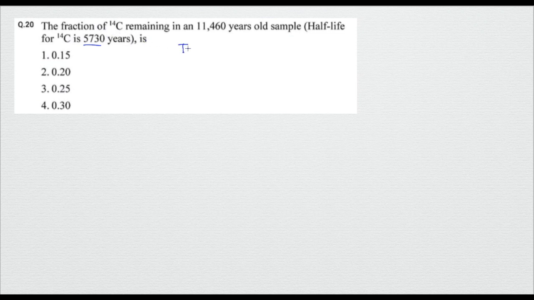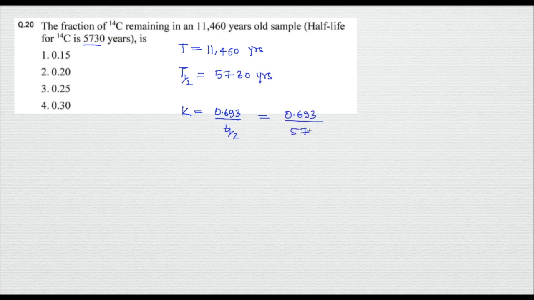So the time is given as 11,460 years, and T half is given to us as 5,730 years. Let me use this T half to calculate my rate constant, since we know that radioactive reactions are first order reactions. So K is 0.693 upon T half, that's the formula. So I'll use 0.693 divided by 5730 years. This is going to be in terms of years inverse.